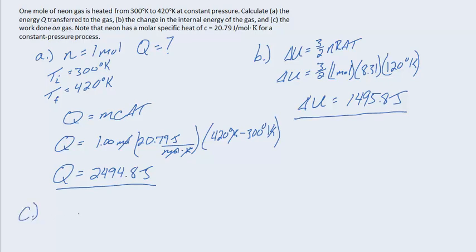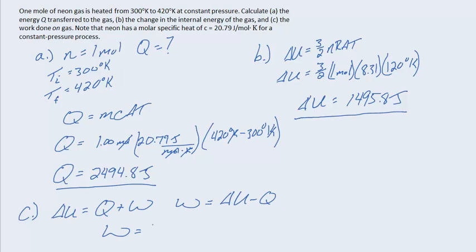And in part C, we're asked to find the amount of work that is done on the gas. So we know from our first law of thermodynamics that our change in internal energy is equal to the energy put into the system through heat plus the work done on the gas. Since we're trying to solve for W, we can rearrange the equation so that work is equal to our change in internal energy minus Q. And since we've calculated Q and our change in internal energy in parts A and B, we can plug in our values to solve for the work done on the gas.